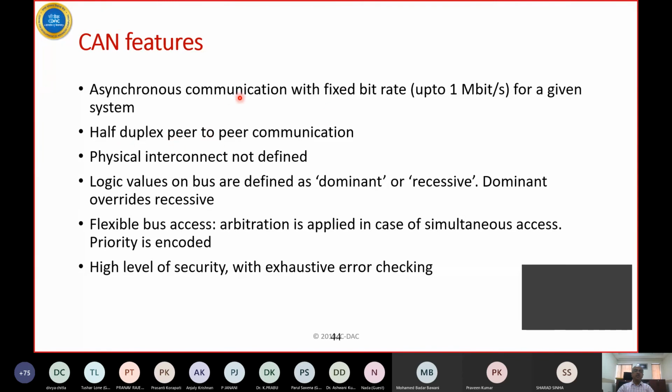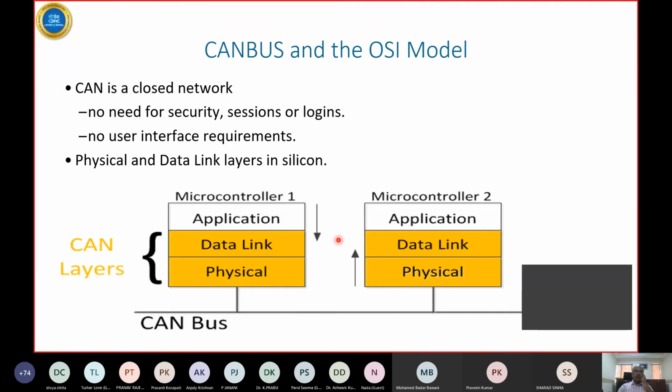It is half duplex with peer-to-peer communication, meaning any device can send data to anything. The physical interconnect is not defined by the standard, and what you call 1 and 0 is called recessive or dominant, meaning dominant is 0, recessive is 1. Multiple, any device can start transmitting, but in that case arbitration is applied. There is a high level of security. I will not get into that, but because of the electronically hostile situation, exhaustive error checking is there, which I will not be describing.